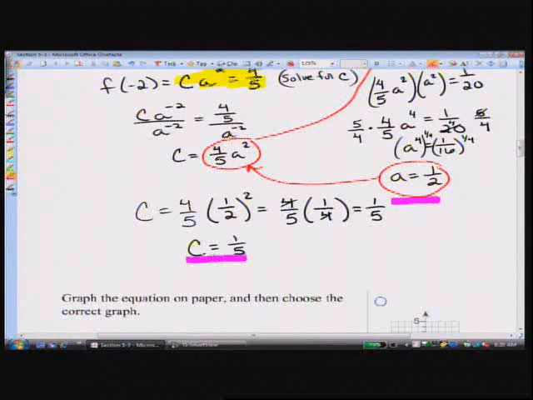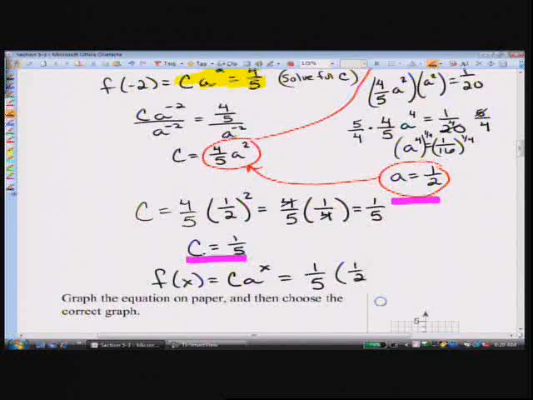and we know what C is. So we can plug it into our equation. F of x equals C A to the x is equal to 1/5 times 1/2 to the x. So that was a long one. Tricky problem. Lots of algebra to think about.